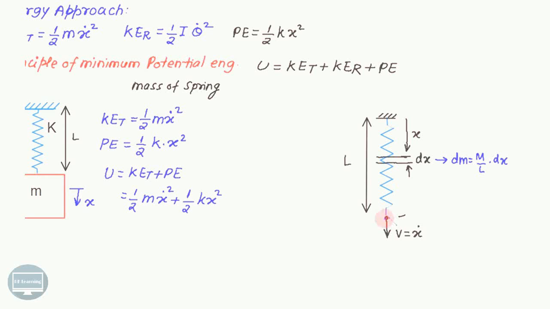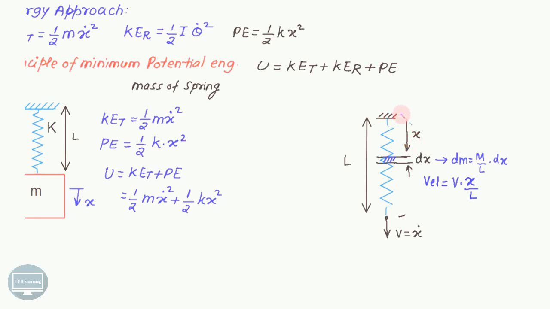Now this end is moving with the velocity v and this end is stationary, so the velocity varies linearly from this point to this point. What is the velocity of this section? It will be in proportion to v, depending on length L and distance x. So at any point the velocity is given by v multiplied by x divided by L. If x is 0, the velocity is 0.